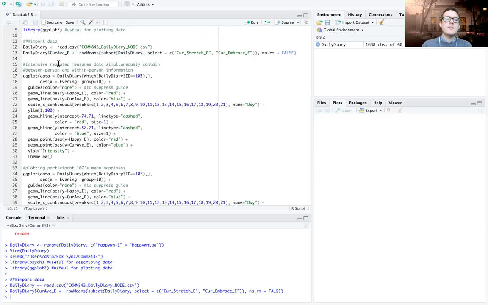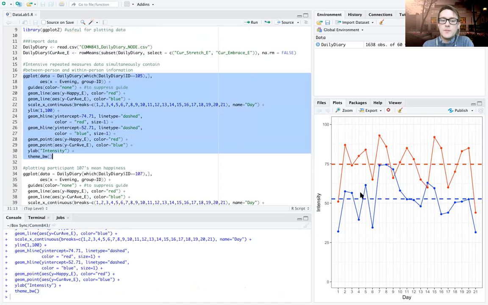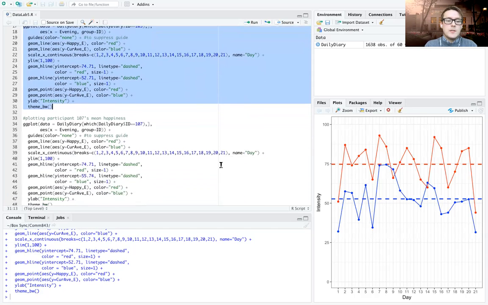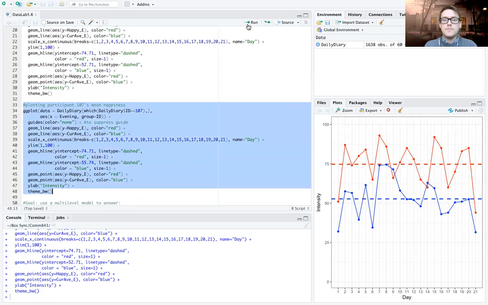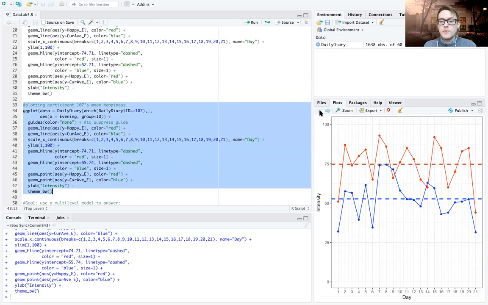Okay, so the bigger picture here is that intensive repeated measures data simultaneously contain between-person and within-person information. If we look at a person's daily diary data, this is a person's data for curiosity in blue and happiness in red over time. It simultaneously contains information about this person's average happiness and average curiosity, shown by these dashed lines, as well as information about how these two variables are changing over time. We can see that more clearly when we look at a second person. The means are different, not that much actually, but they are. If we looked at a different person, we could find even more marked differences in the average levels of these variables, as well as differences in how they're fluctuating across time.